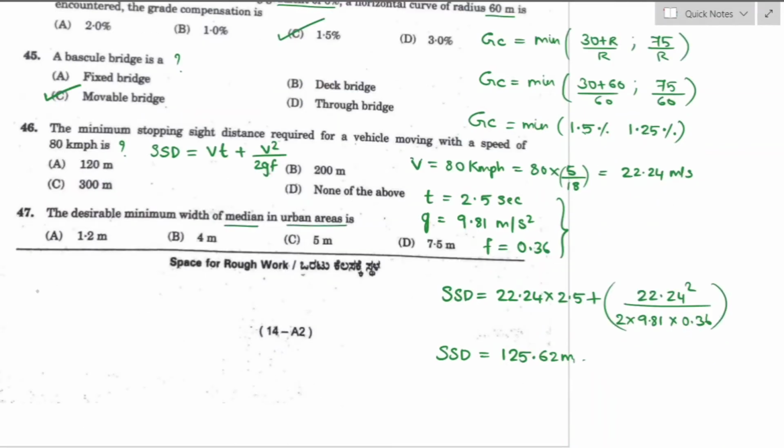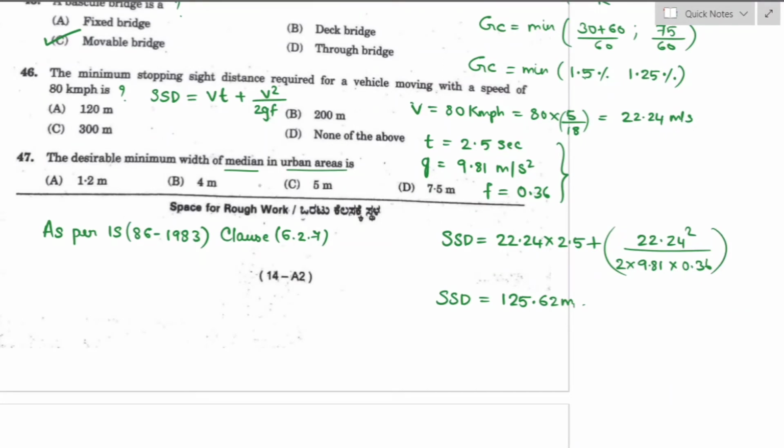Question number 47. The desirable minimum width of median in urban areas is. As per IS 86/1983 from the clause 6.2.7, the minimum desirable width of median in urban areas is 5 meter. Option C is the right answer.